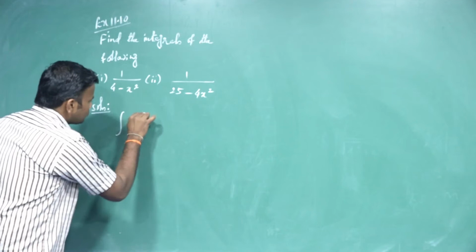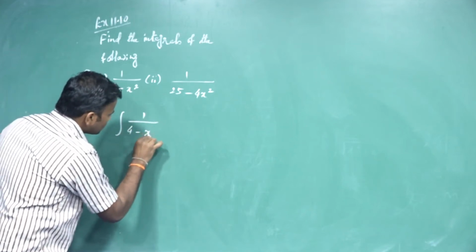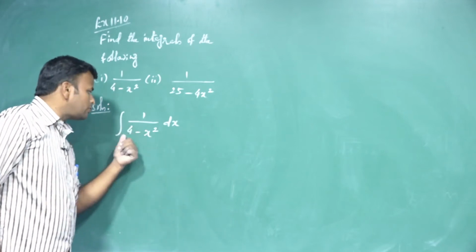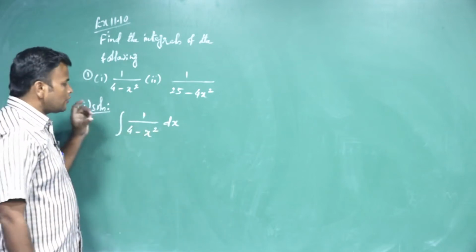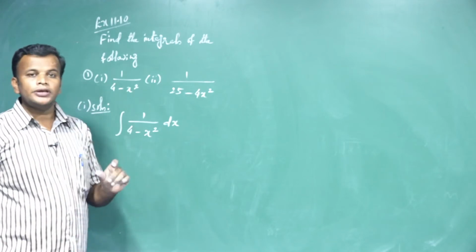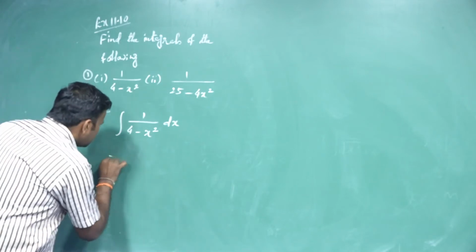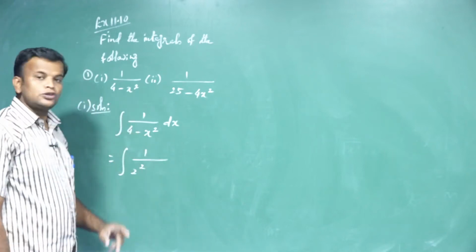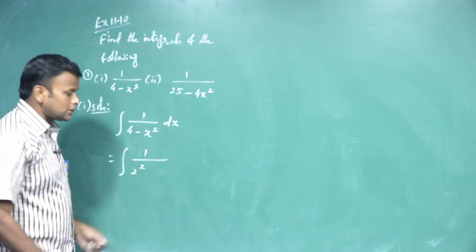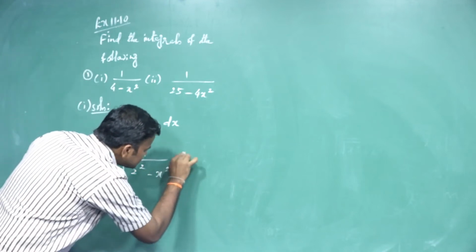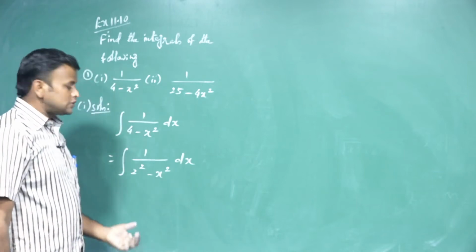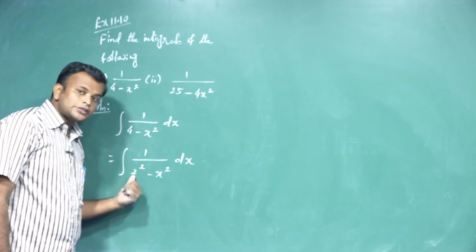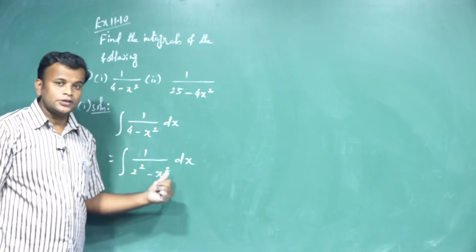Now integrate the term 1 by 4 minus x square into dx. Now it is of the form... the identification of the formula is very important. 1 divided by, we write 4 as 2 square, okay? 4 as 2 square minus x square into dx. Now you see it is exactly of the form 1 divided by a square minus x square, where 2 is a constant.